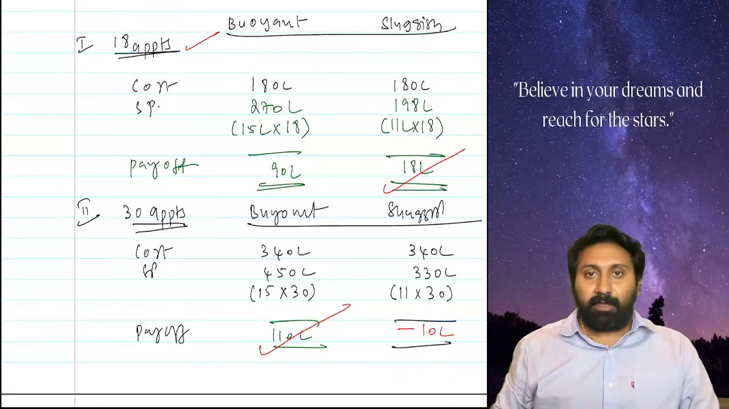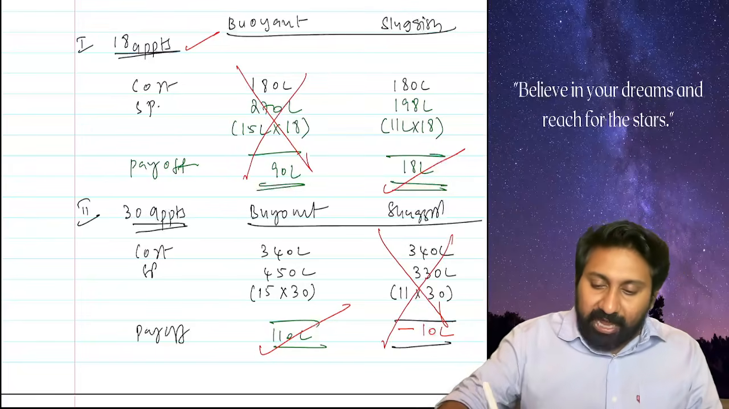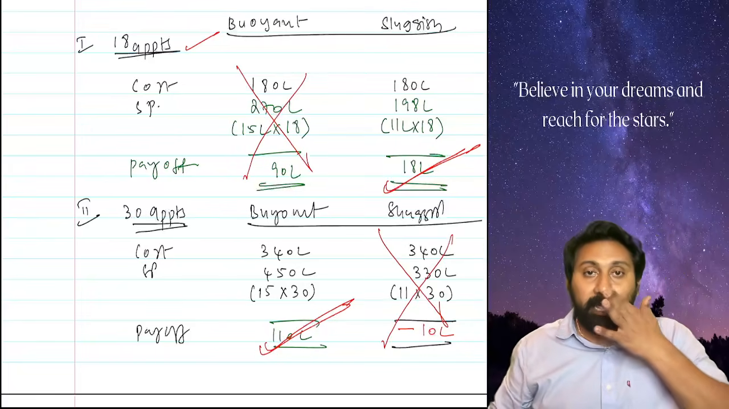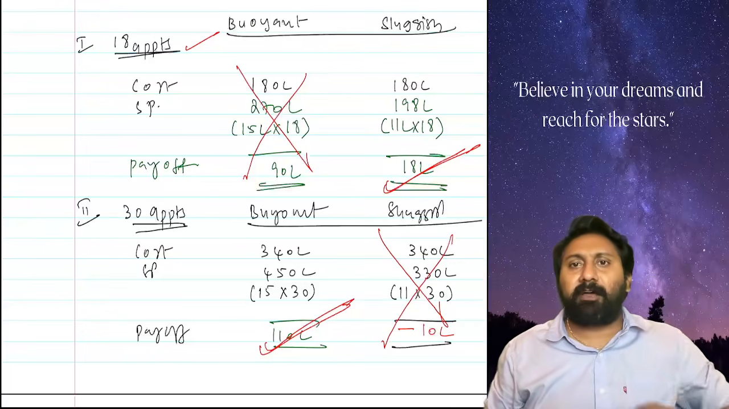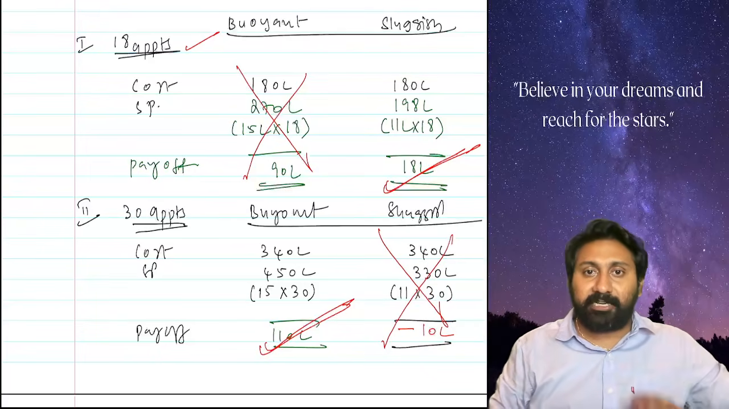So therefore, I will not go for this. I will go for these two after 1 year. If the market is buoyant, bumper offer of 110. If the market is sluggish, I will at least get 18 lakhs. Are you understanding the point or not?